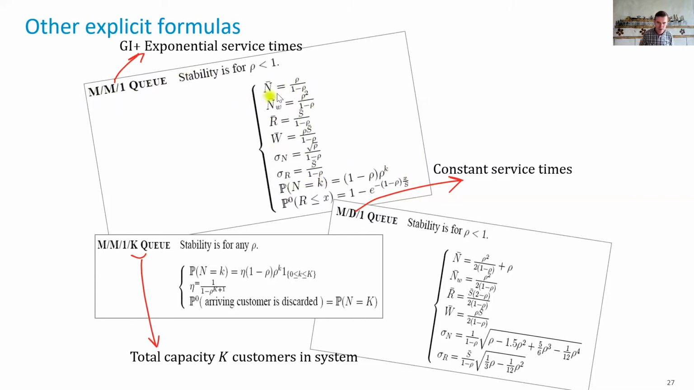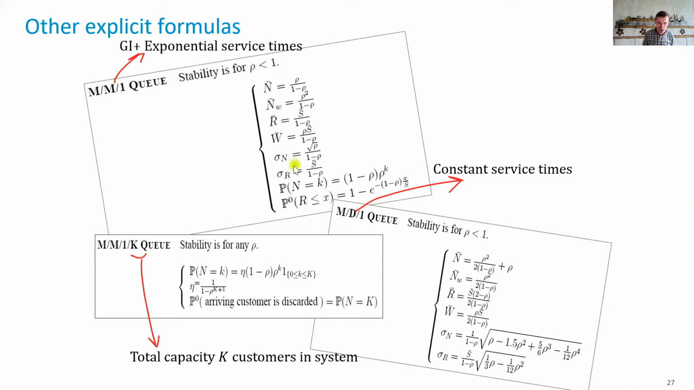The average number of customers in the queue and in the waiting room are given by this, which is of course exactly the formula that we had before, with the value of kappa equal to 1, because the coefficient of variation of an exponential distribution is exactly 1. So that gives those simple formulas that are not new. They are just the ones we had from the previous case.